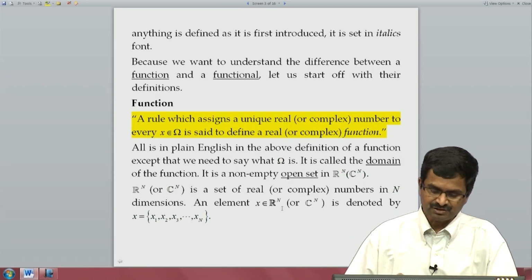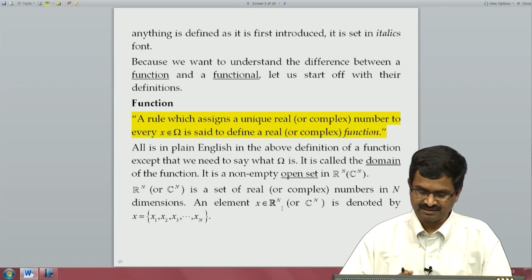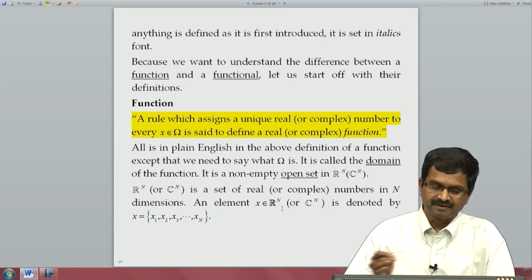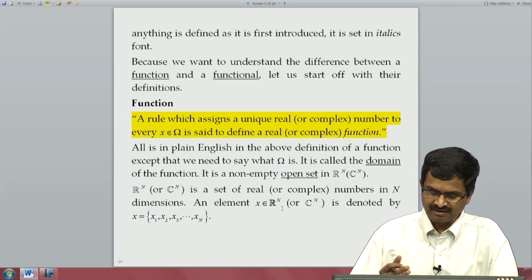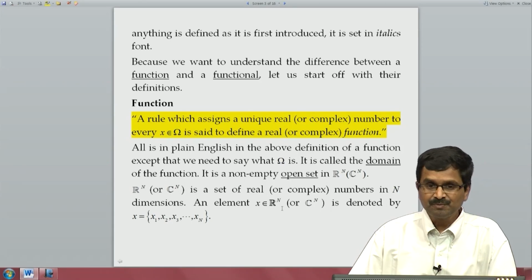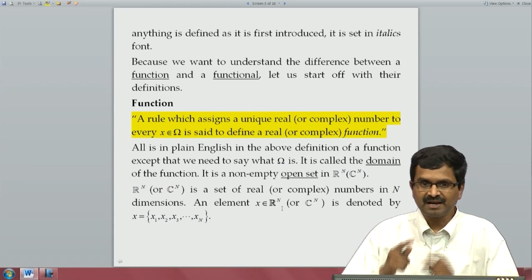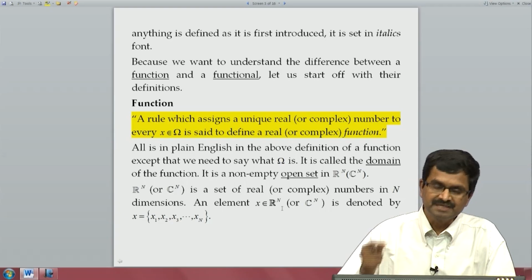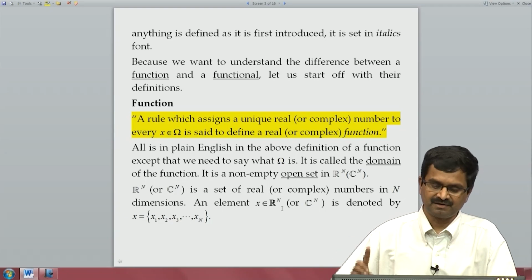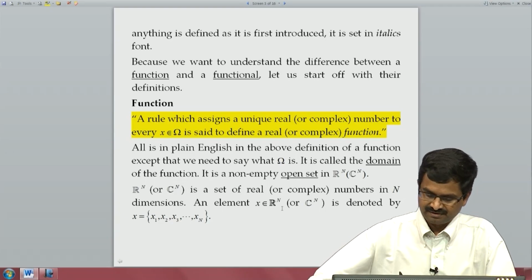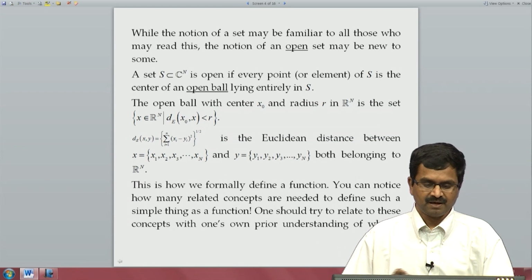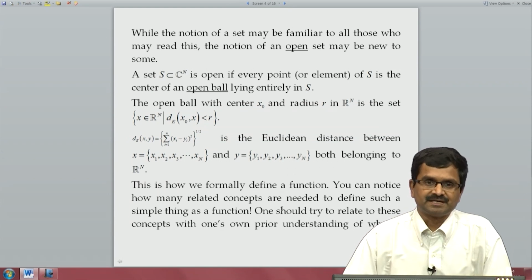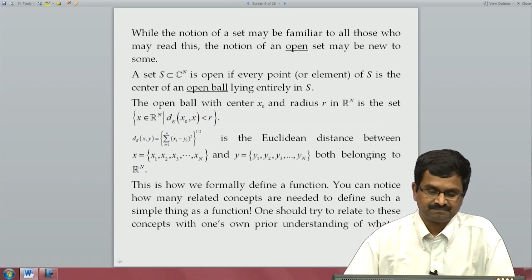And the domain has to be a non-empty, open set. Those are all the mathematical rigor with which people define it, because if you do not have a domain, then you cannot define a function. That is why it should be non-empty, and it should be an open set, meaning that it will lack the boundary. There are also reasons why people define it in that manner. This open set is what we need to understand.